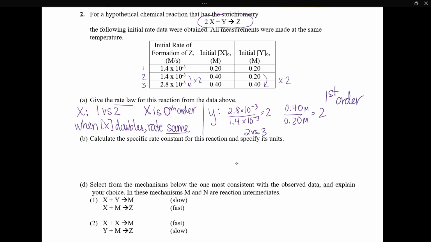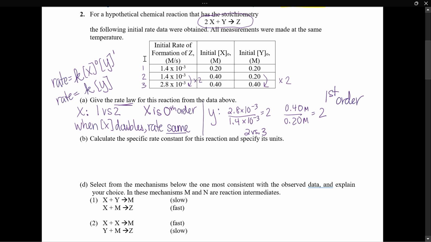So my overall rate law is going to be, I'll write it over here, rate is equal to some constant K, X to the 0th order, and then Y is first order. So the way that we normally write it is if something's to the 0th order, X to the 0 is 1, so we typically just don't write it. And then when something's to the first order, usually we don't write the 1 up there as an exponent. So usually we write it this way, rate equals K times Y. That would be the rate law for this reaction.